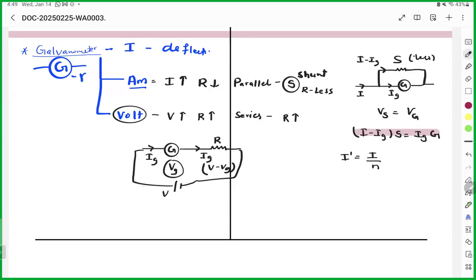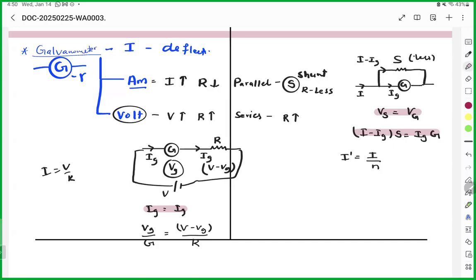It means if Ig in both situations is the same, so you know I is equal to V by R. So it will be Vg by G equal to V minus Vg by R. Understood? Because current is the same in this situation. Here resistance is the same. Done. Galvanometer is done.